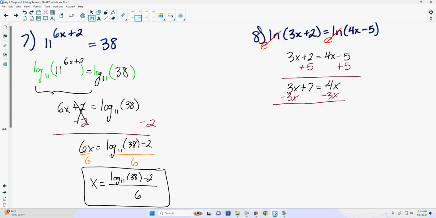Next thing we can do is subtract 3x from both sides. Minus x is equal to 7. Or 7 is equal to x.